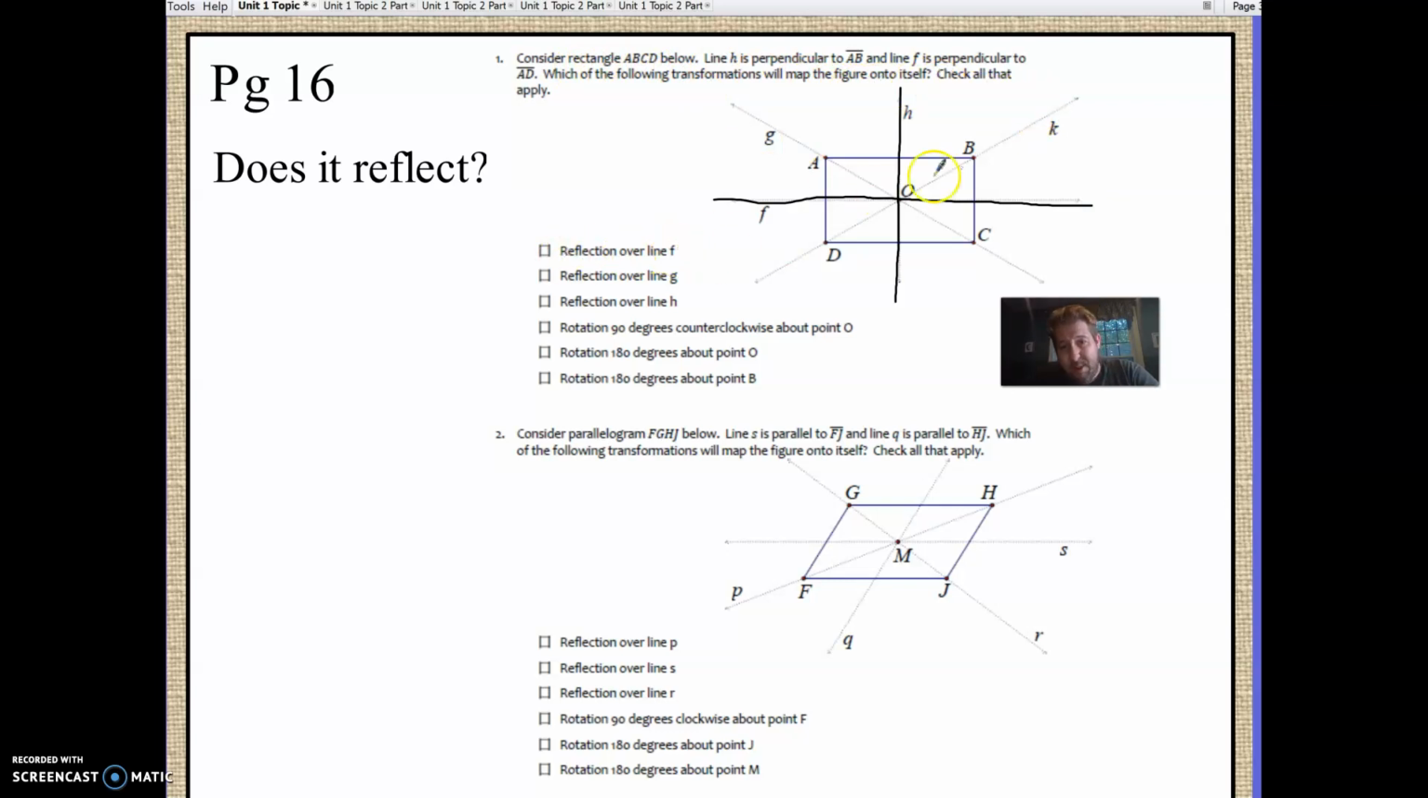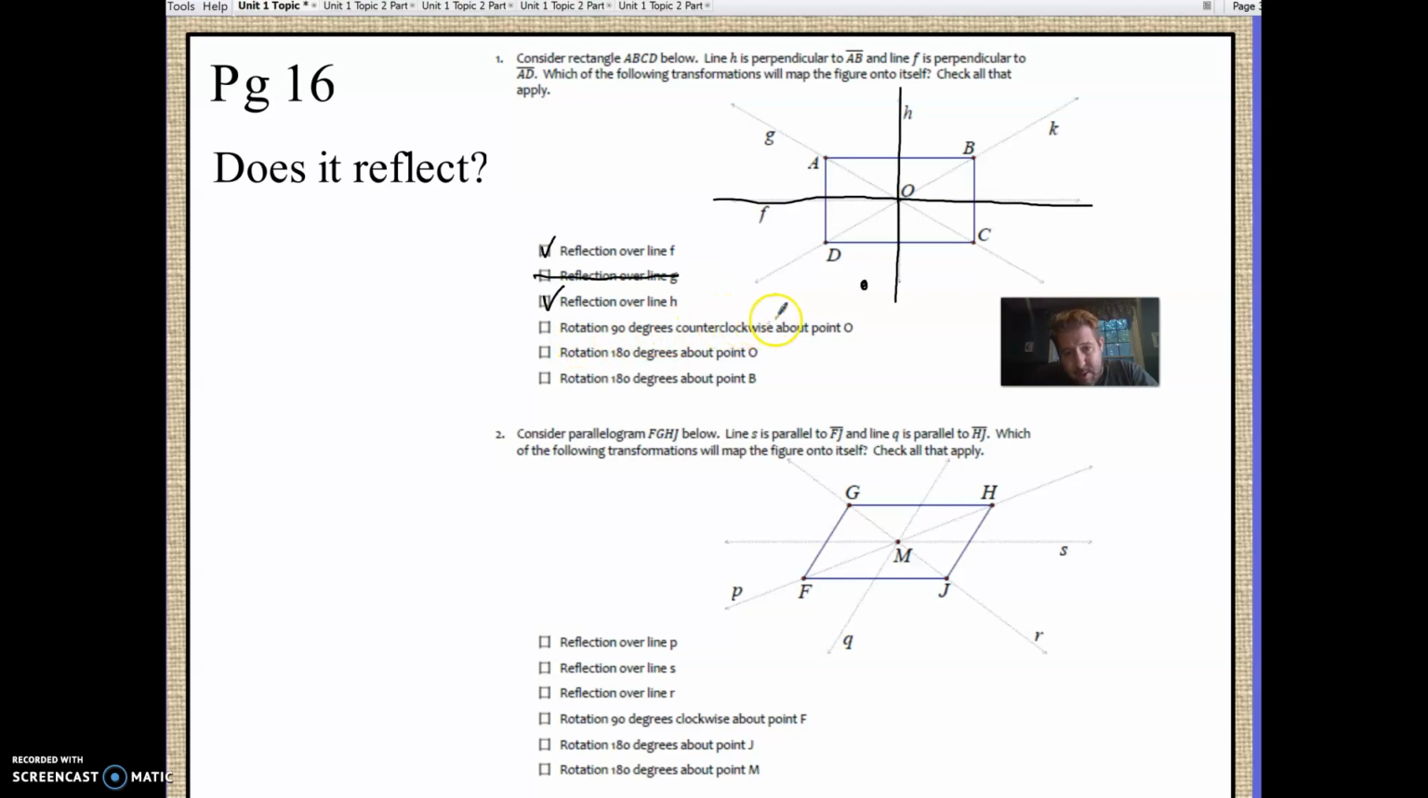If I reflect it over line F, it will look exactly the same because it's a rectangle. When you flip like this, it's going to be the exact same thing. Reflection over line G, keep in mind these are lines of reflection. If I reflect it over G, it's not going to work because when you fold it over, this point is going to end up right here. If you reflect over H, that will work because it's perpendicular, going right through the center.